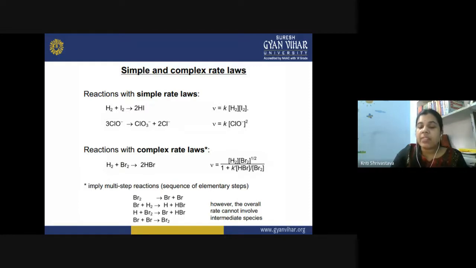which are actually very complex ones. And in that case, we have a complex rate law. So you can see the difference between a simple rate law and a complex rate law. So what is the difference between simple and complex rate law? In the simple rate law, our chemical reaction is taking place in one step only. But when we talk about the complex rate law, the reaction is actually involving a sequence of elementary steps.